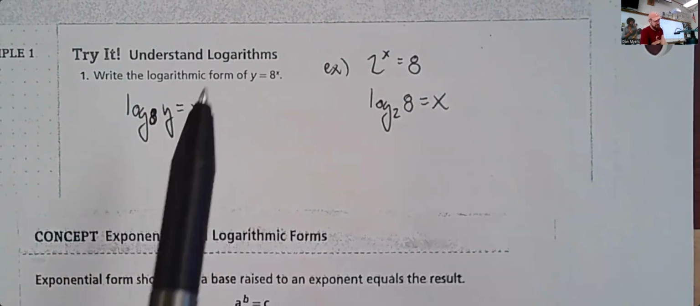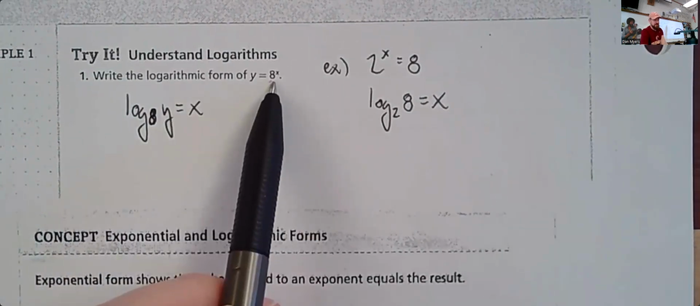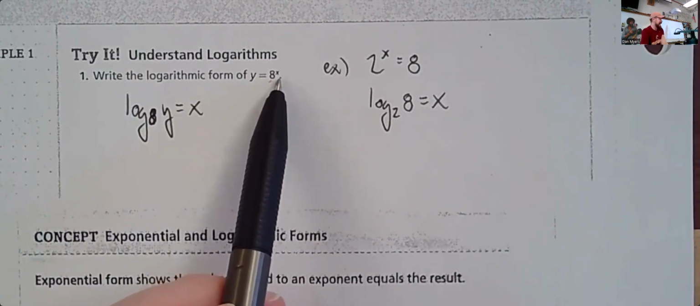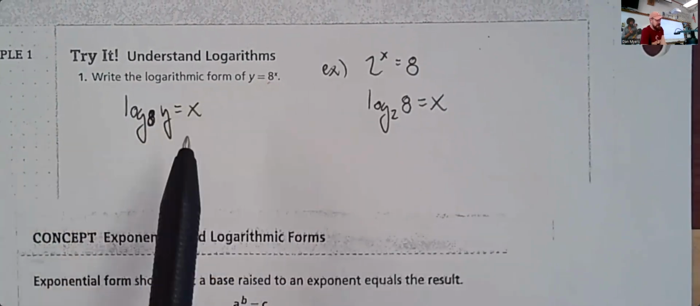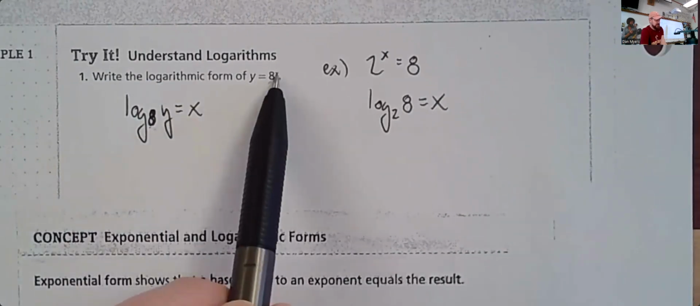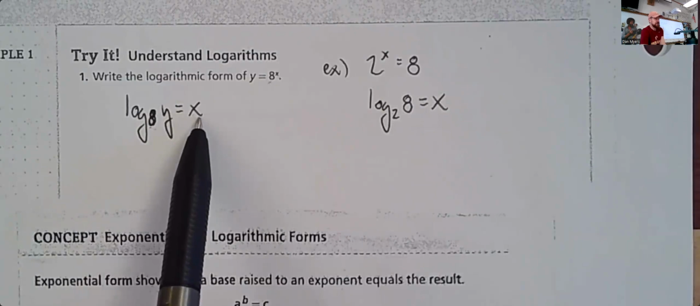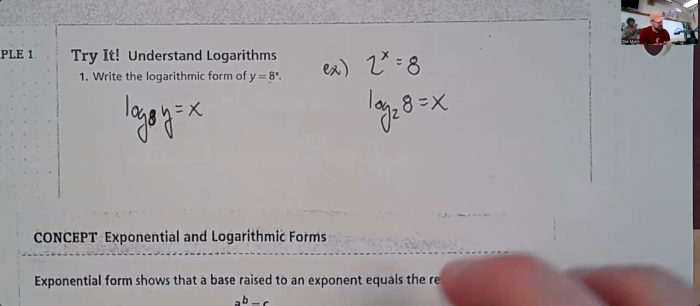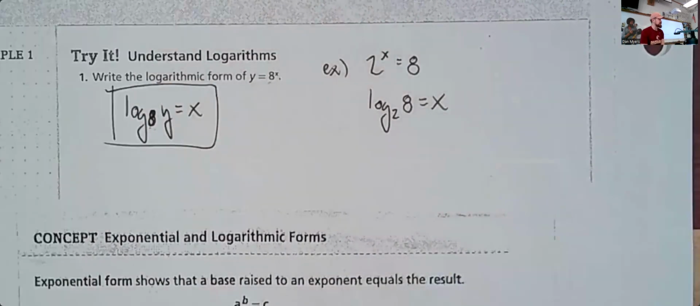Because the base value, again, the base value here is 8. The number that has the exponent, or the thing that has the exponent, it could be a variable, is always going to be what comes after log. The exponent is going to be the thing that it's equal to on the opposite side when you rewrite it as a logarithm. So this is going to be our answer using that same structure that we did before.